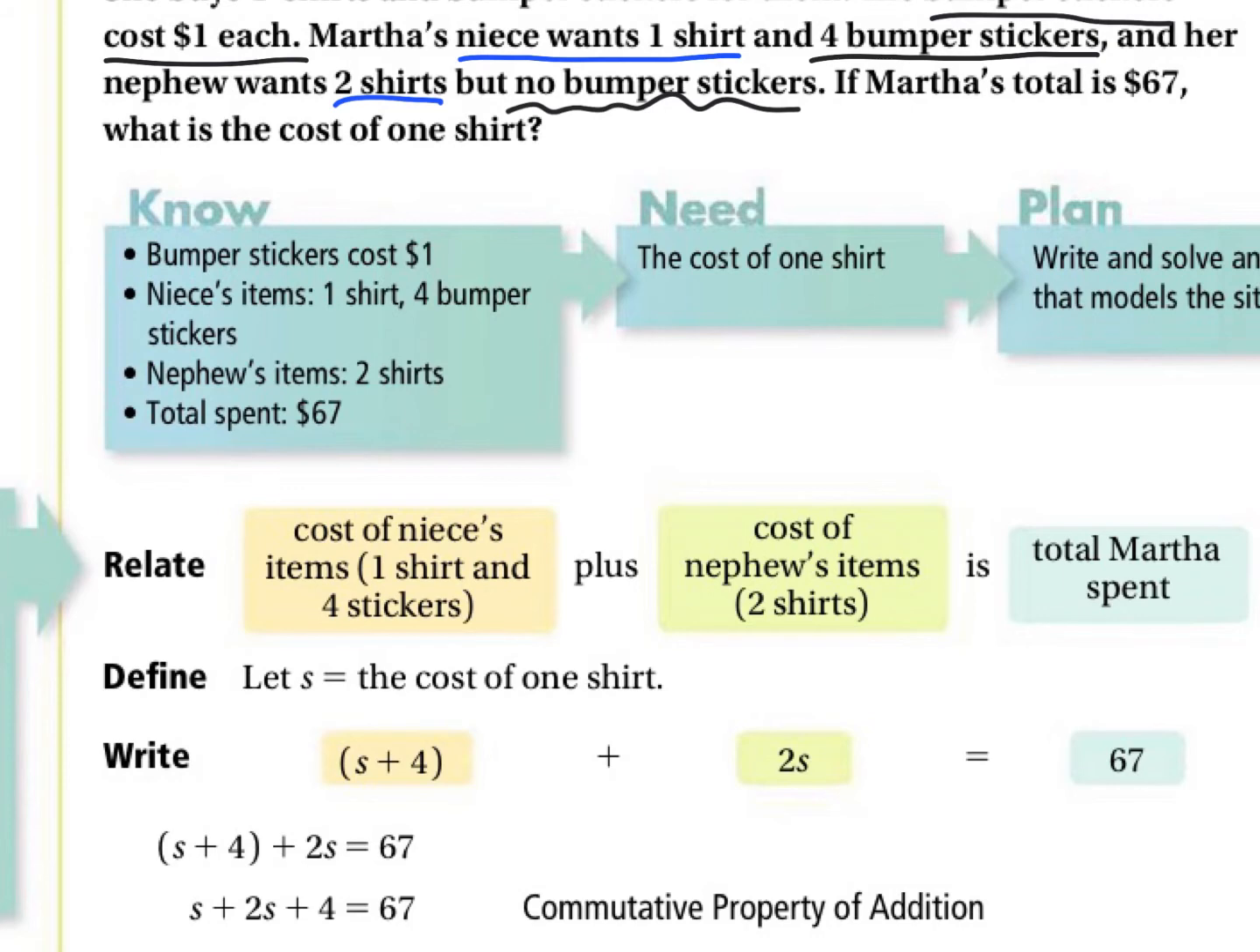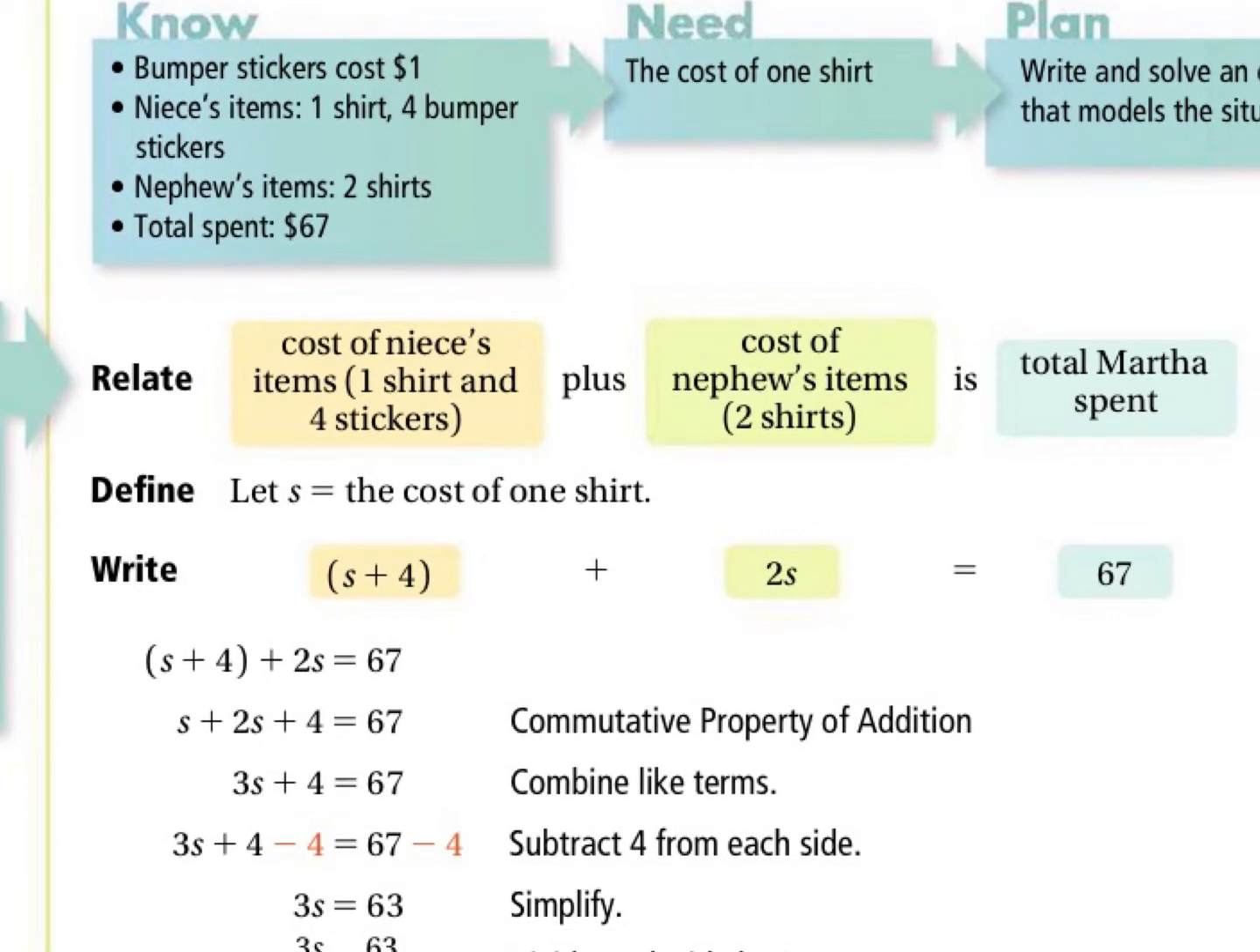So the niece is getting a shirt and 4 stickers. The nephew is getting 2 shirts, and the total is $67. One thing you could do, you could just combine that in your mind before you ever set up the equation if you want. You could say, well, she's getting 1 and he's getting 2 shirts, so that's 3 shirts altogether.